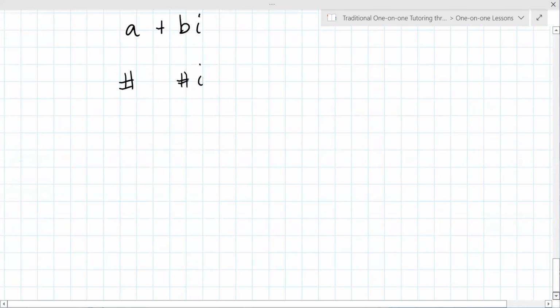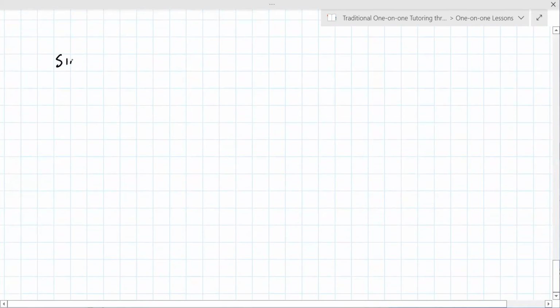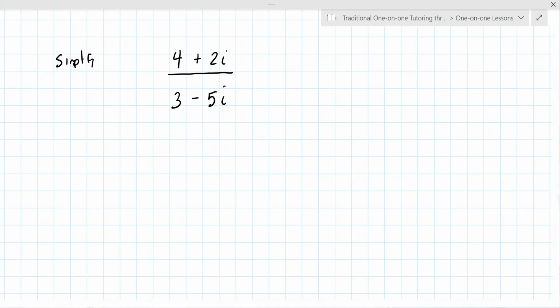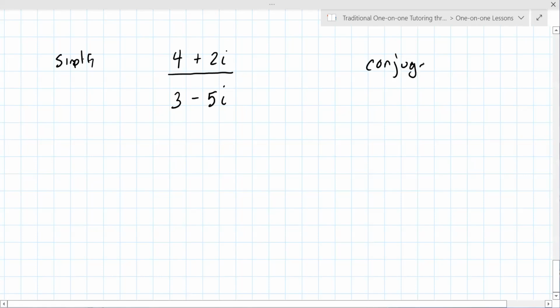So this is all leading up to a problem like this, something that says to simplify the following, something like 4 plus 2i over 3 minus 5i. Have you seen something like this before? Yes. Okay, so there's this thing they call the conjugate, and we just need to briefly talk about that. The best way I think to do it is to go through all the cases.